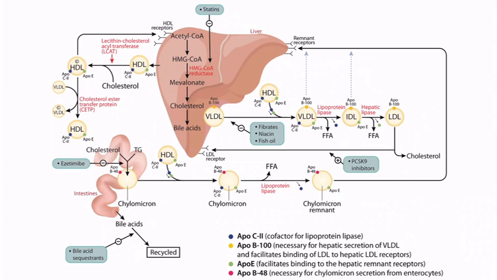From the figure, notice that ApoC2 is a cofactor for lipoprotein lipase. In type 1 dyslipidemia, ApoC2 is absent, or lipoprotein lipase itself is defective. Both of these abnormalities result in the same outcome. VLDL and chylomicrons are elevated. Notice that both VLDL and chylomicrons contain ApoC2. You can see that right here.